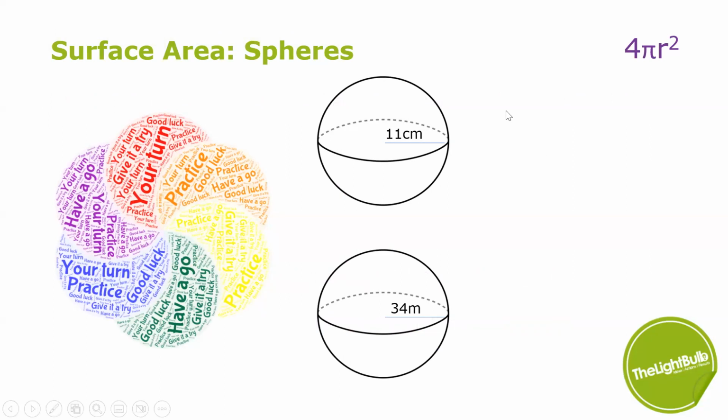Okay, so 4 times 3.14 times 11 times 11 should give you 1,519.76 centimeters squared. And that is how much leather is required for a Premier League football. Okay, and then the next example at the bottom, 34 meters is the radius. I'll give you 10 seconds, let's see if you can work it out. Okay, so 4 times 3.14 times 34 times 34 gives us 14,519.36 meters squared.